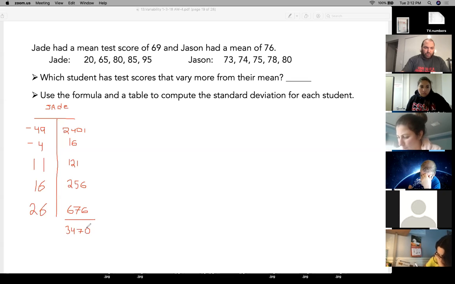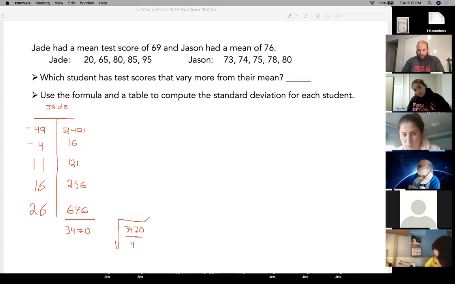And then I divide 3470 by what number? Not 5. Remember the formula: you divide by the number of data points minus 1. So we divide by 4. And then finally, we square root it. 3470 divided by 4 is 867.5. Then I take the square root and I get a deviation of about 29.5. So that is my standard deviation for Jade.